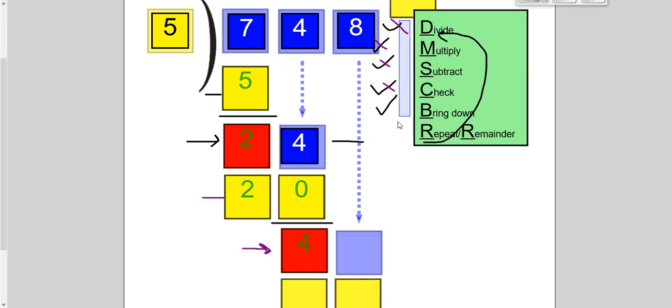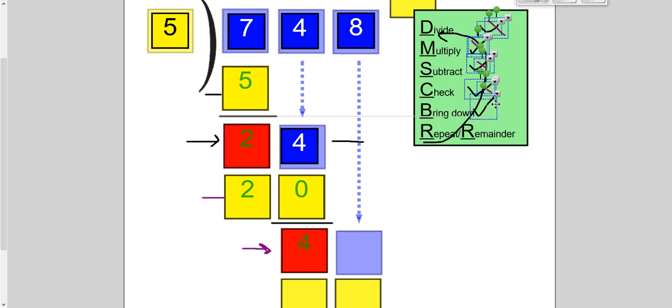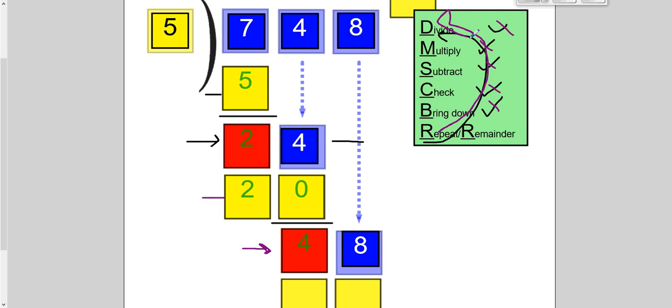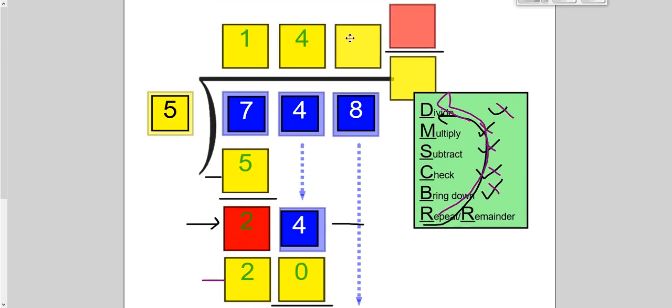So now I'm going to bring down the 8. Because I also have 8 ones that need to be divided. I bring down. I have more division to do. So I'm going to repeat one more time. I'm going to go back to dividing. This time it's 48 divided by 5. And I can divide 48 by 5 9 times. So this time I have divided one more time.